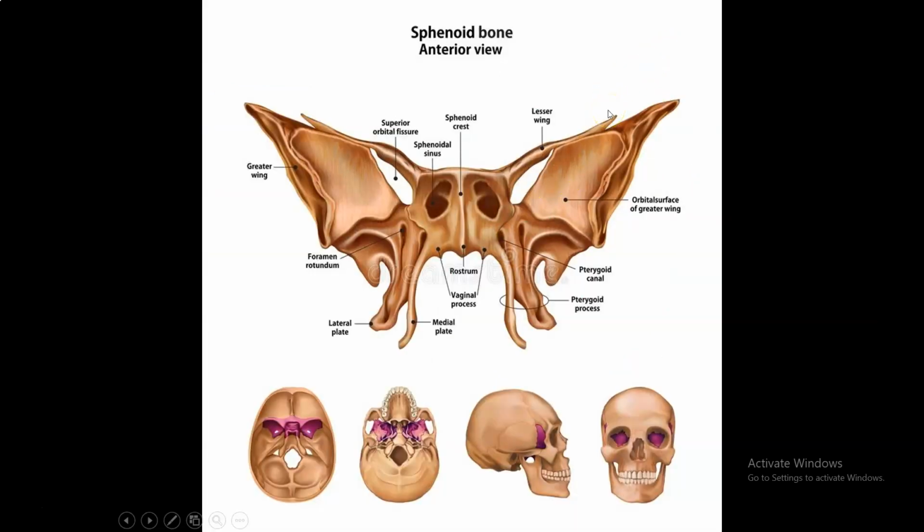This is an anterior view of the sphenoid bone. It looks like a butterfly, and it has a body. The body has two openings, which are called the sphenoid ostium, and it has two lesser wings and two greater wings and the pterygoid processes. From this we see that there is a medial and a lateral pterygoid process. And we see that there is a space between the lesser wing and the greater wing, which is the superior orbital fissure, carrying structures from the cavernous sinus to the orbit.